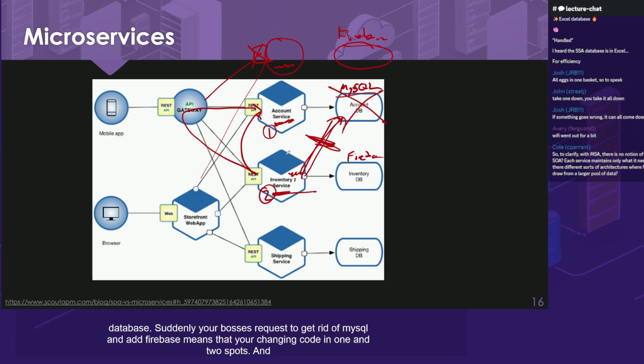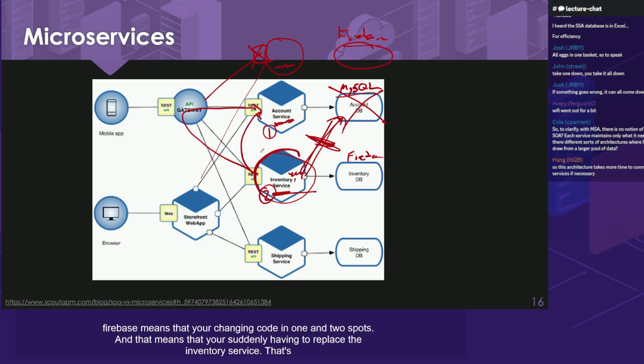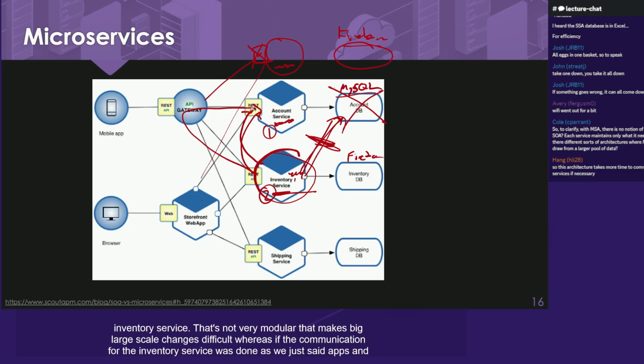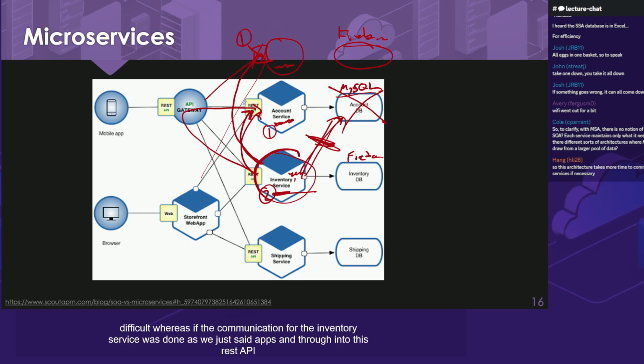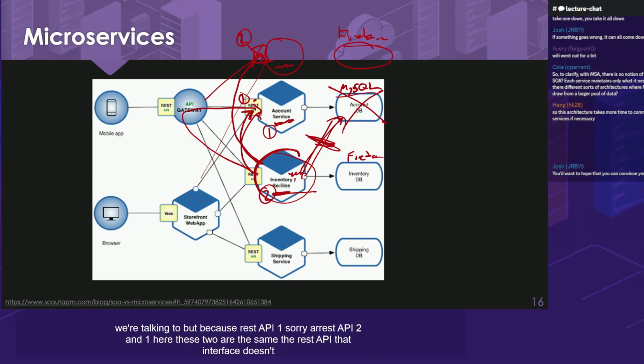And it means that you're suddenly having to replace the inventory service. That's not very modular. That makes big, large-scale changes difficult. Whereas if the communication for the inventory service was done, as we just said, out and through into this REST API, well, all we're doing is just changing which REST API we're talking to. But because REST API 2 and 1 here, these two are the same, that interface doesn't change. It meant that the code over here on inventory service doesn't have to change.